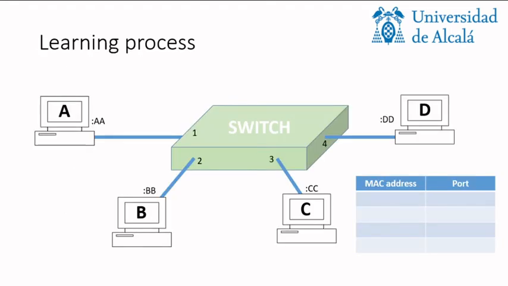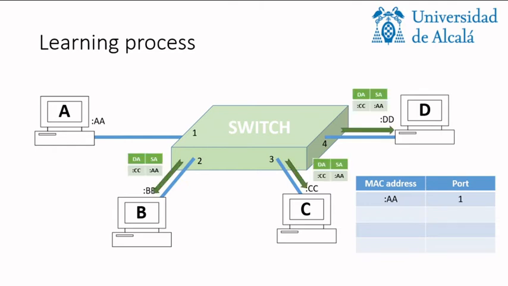So for example, in this case, initially the table is empty and A is sending a frame. This frame has a destination C and a source A. When it arrives at port number 1, the switch will add an entry with the source address, which is A, and port 1. Then it will check the destination. The destination is C, and C is not in the table. As it is not in the table, it sends the frame through all ports.